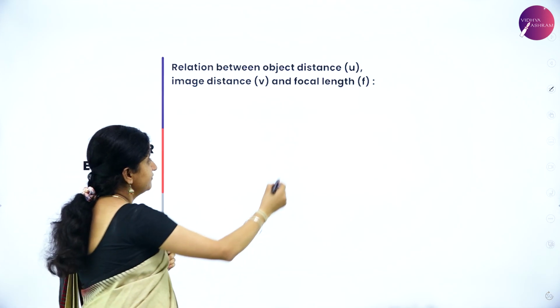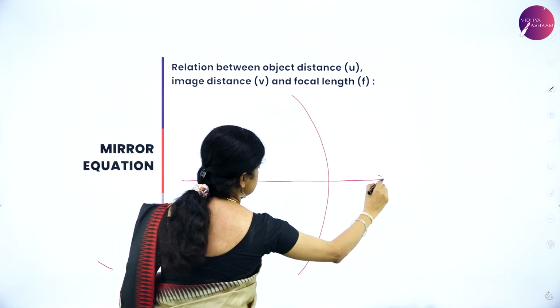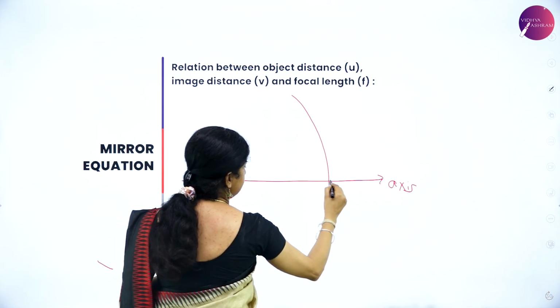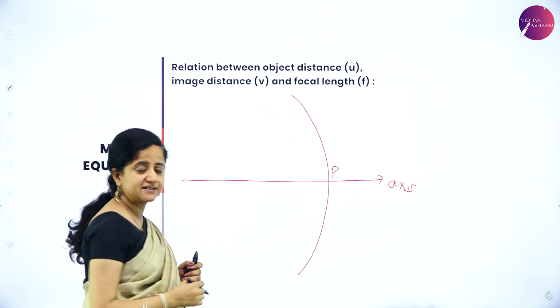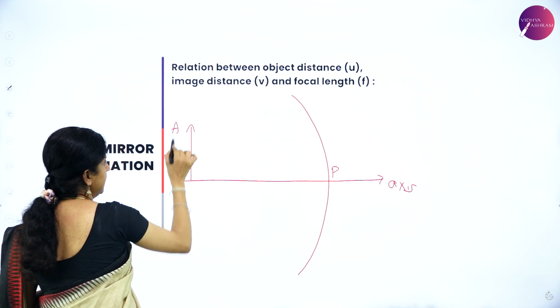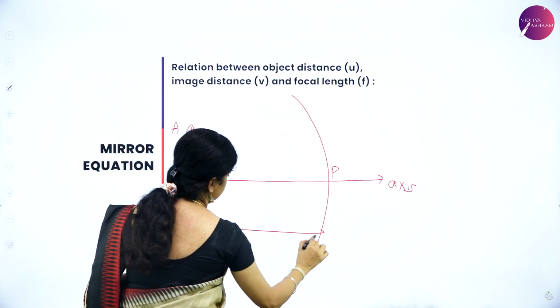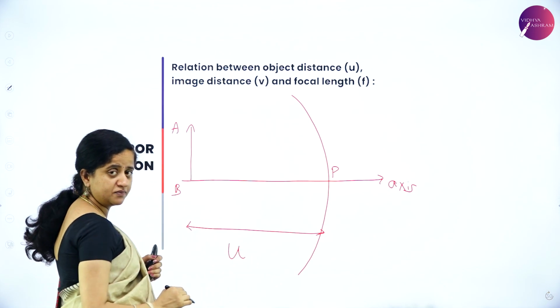For that, I have considered a concave mirror. This is my principal axis. Let P be the pole of the mirror, which is the geometrical center. I'll place an object. I'll call it AB. The distance between the object and the pole is u, that is the object distance.